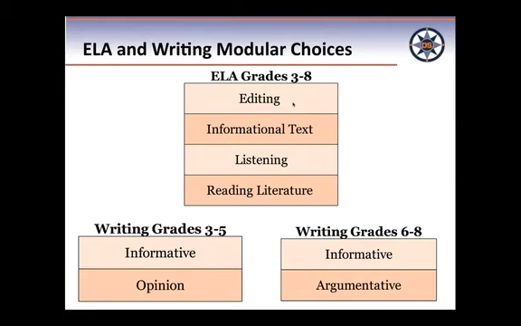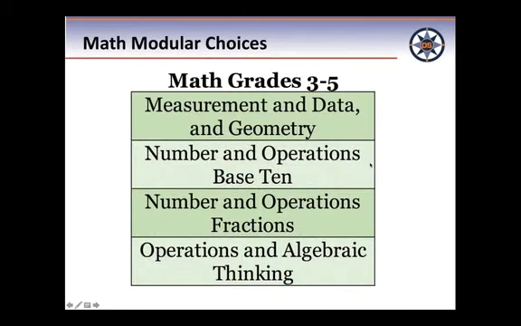For writing, 3 through 5 has informative and opinion. And I believe on the interims you could do either one or both. And writing for 6 through 8 is informative and argumentative. Karen, is that right?